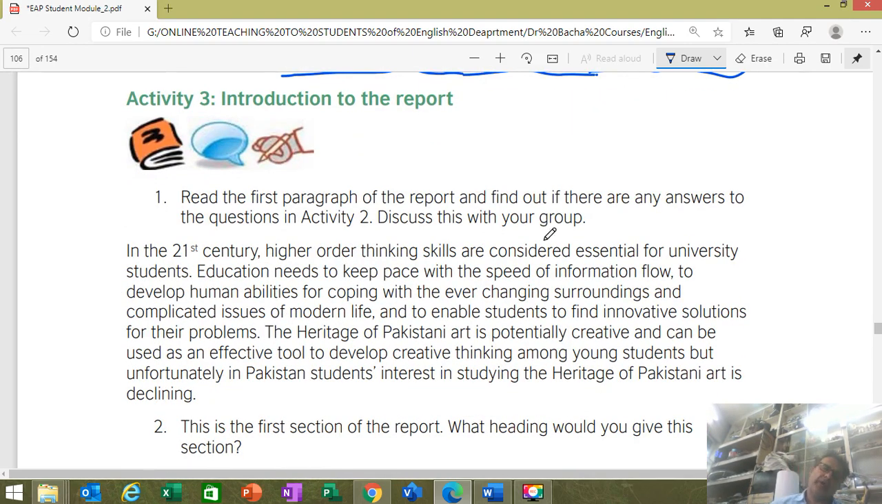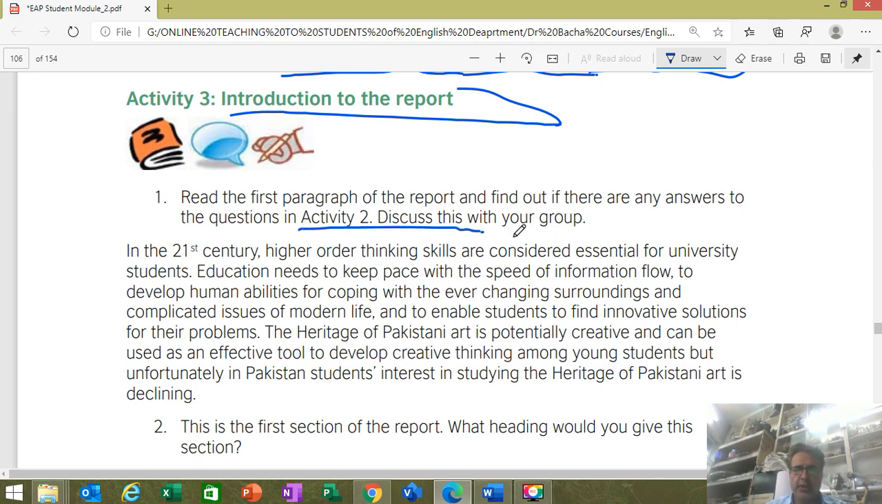Now, introduction to the report. You have to read the first paragraph of the report and find out if there are any answers to the questions in activity 2. Discuss with your group.